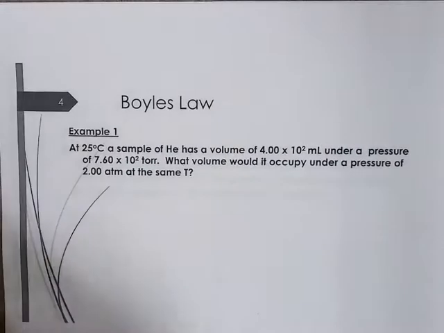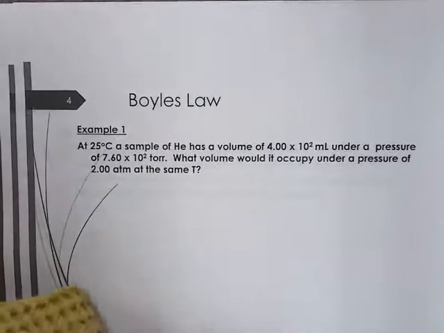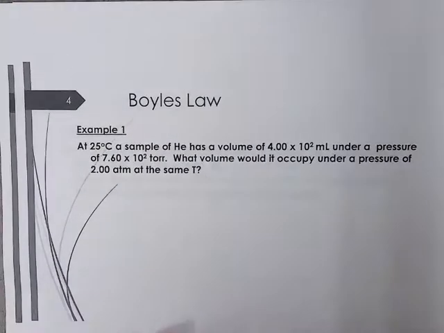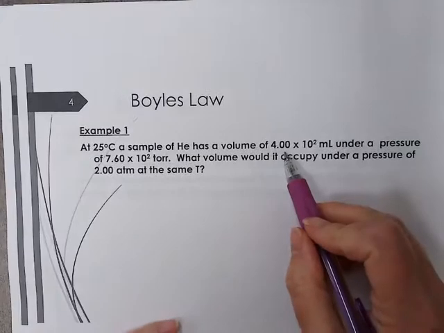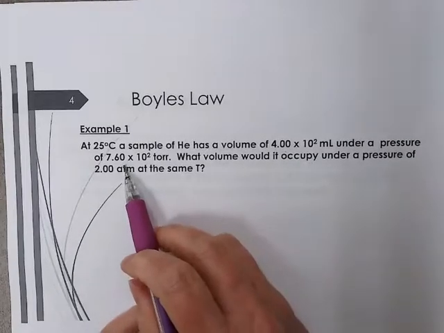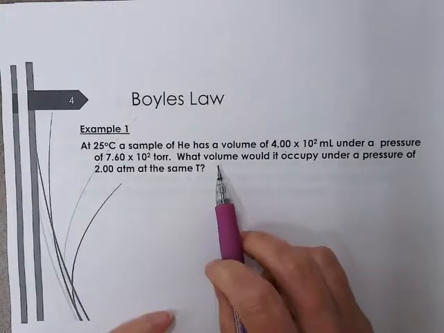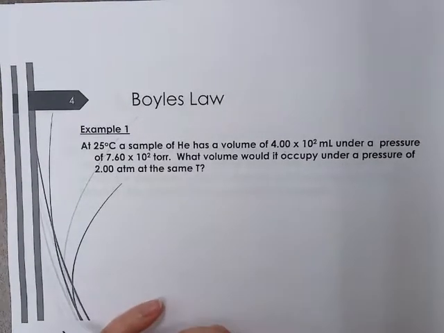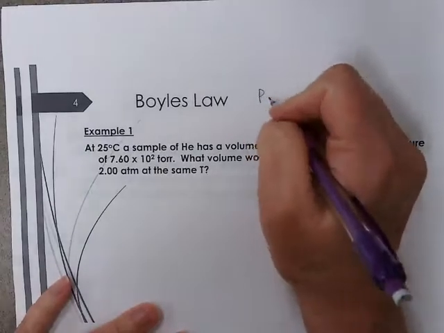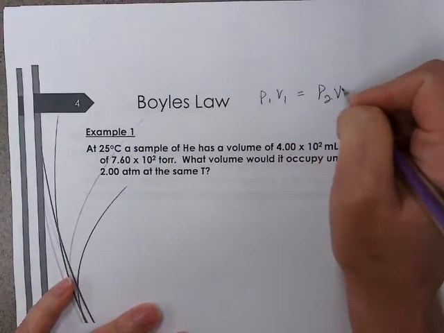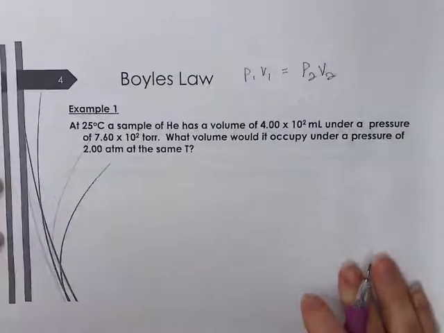All right, so the first example we have: at 25 degrees Celsius, a sample of helium gas has a volume of 400 milliliters under a pressure of 760 torr. What volume would it occupy under a pressure of 2 atmospheres at the same temperature? So we know our pressure volume equation. Okay?